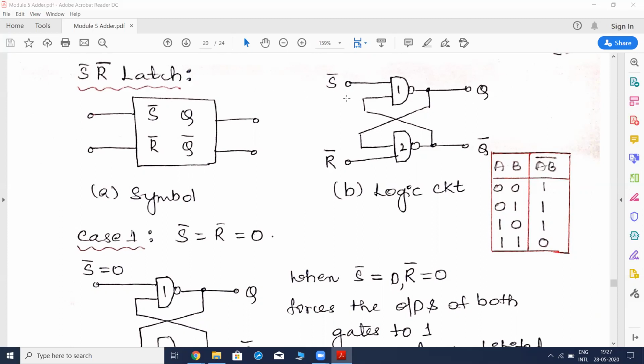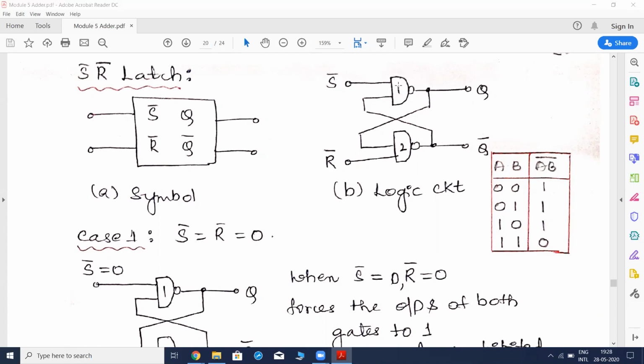The S bar R bar latch is constructed using two NAND gates. This kind of connection is called a cross-coupled connection. There are two NAND gates over here which are cross-coupled. The meaning of cross-coupled is that both the NAND gates have one of their inputs, and the other input comes from the output. So that is the cross connection.